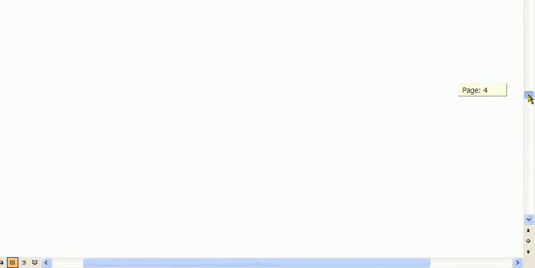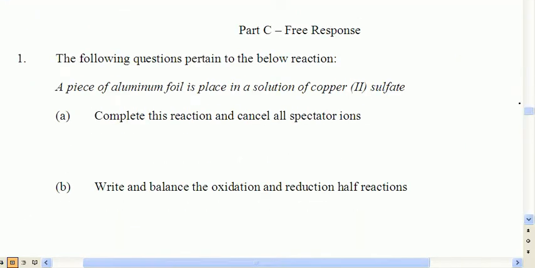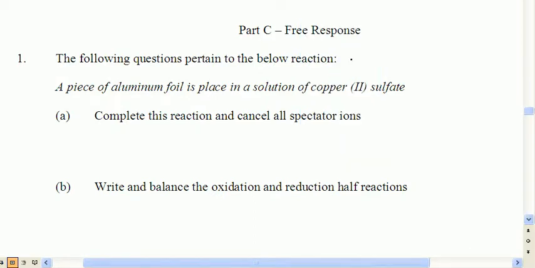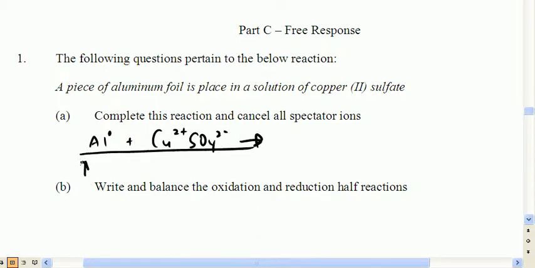Alright guys, let's finish this off and do the free response questions. This first question, I'm definitely going to ask one like this. It says complete the reaction above, cancel all spectators. So aluminum foil reacts with the solution of copper sulfate. And what's going to happen in this situation is aluminum is going to be oxidized, copper is going to be reduced, sulfate's going to cancel.